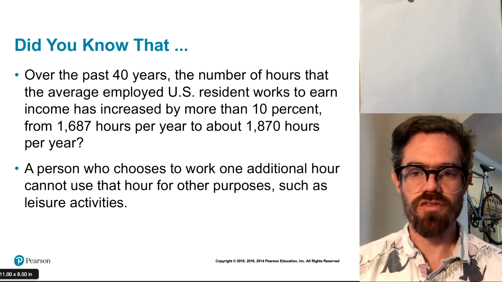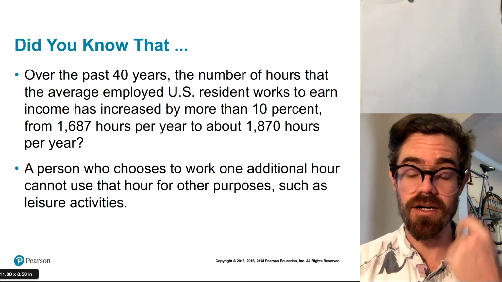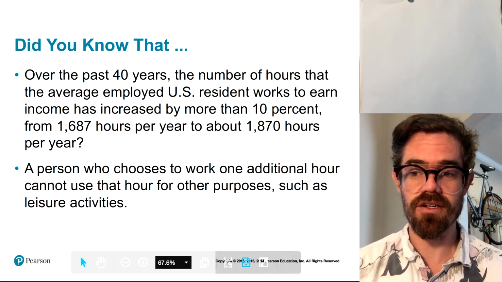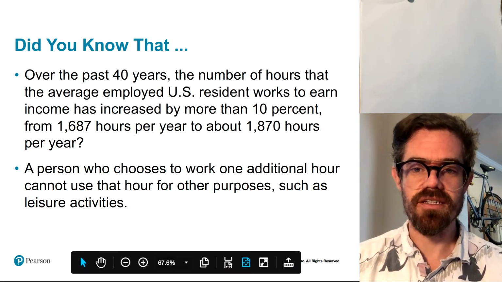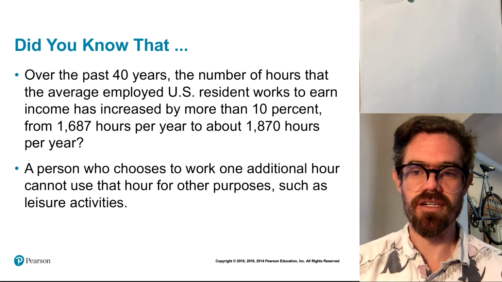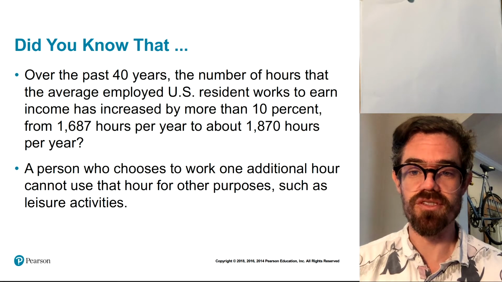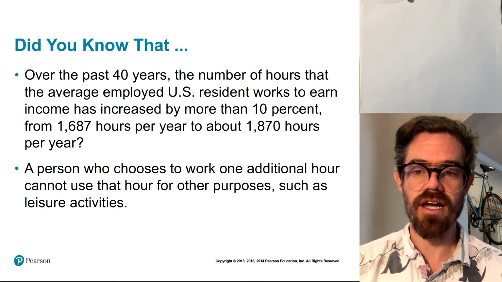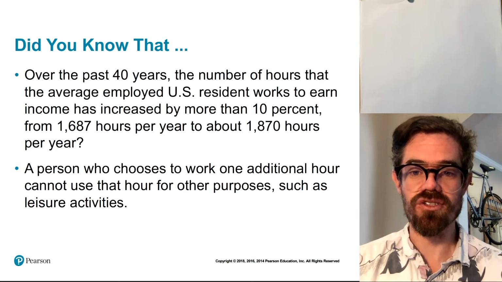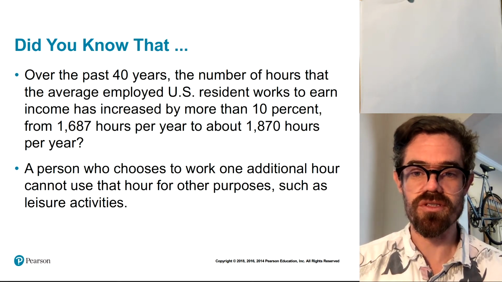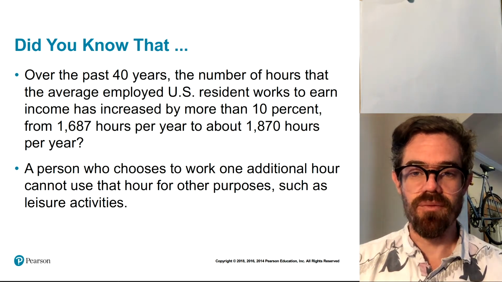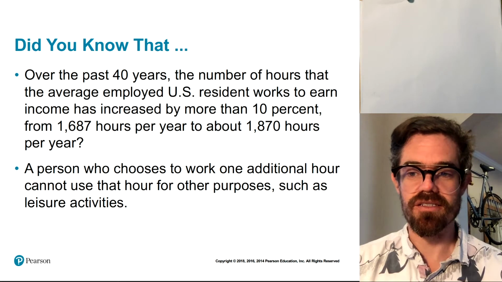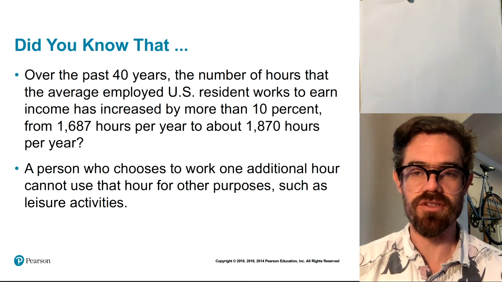All right, so here's some more food for thought, maybe something that you weren't aware of, but over the past 40 years, the number of hours that the average employed U.S. resident works to earn income has increased by more than 10%, from right around 1,700 hours per year to almost 1,900 hours per year. So an increase of almost 200 additional hours per year. Now, I want you to think about this choice within the context of this chapter as well. So, people are obviously choosing to work more hours on average.